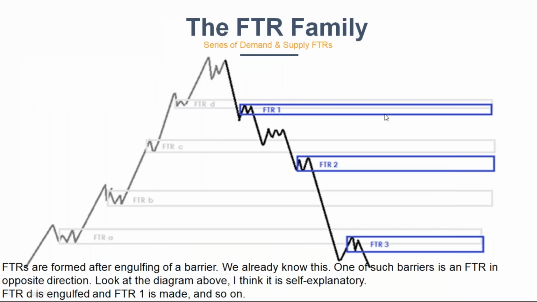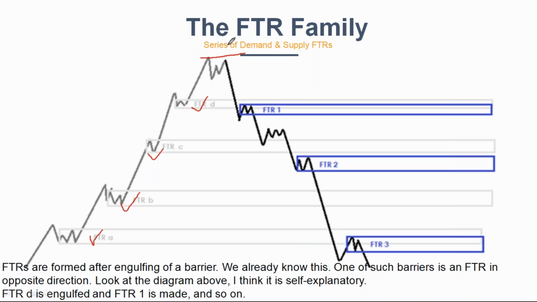FTR family. FTRs are formed after engulfing a barrier. Correct? What is a barrier? The H1, H2. We already know this. One such barrier is an FTR in the opposite direction. Look at the diagram above. It is self-explanatory. This is a demand FTR. Price is going up. It came to Hosur for pickup, Krishnagiri for pickup, Salem for pickup, Vellore for pickup, and finally reached Chennai.